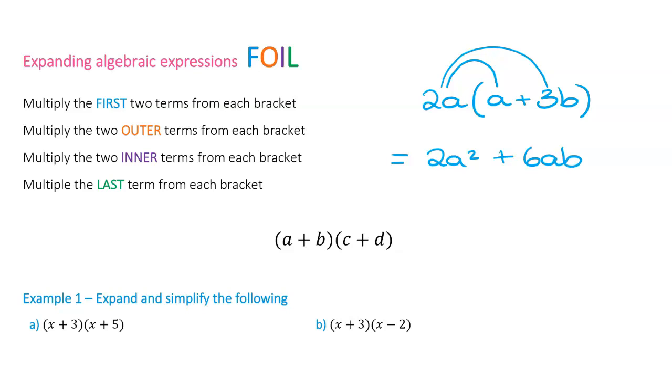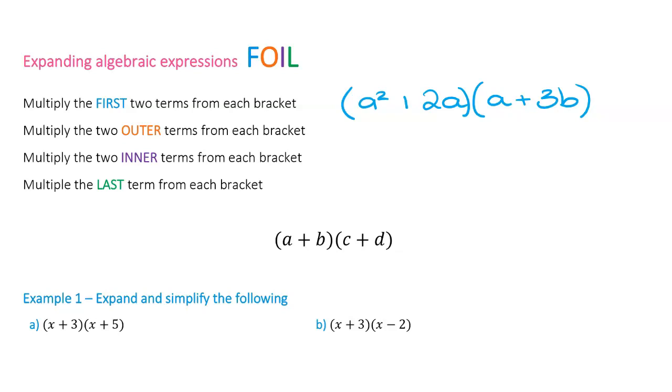What if instead of having 2a in front of the brackets, we actually had two things that wanted to multiply with a and 3b? So let's adjust this question. What if instead 2a was in a bracket of its own and it was with a squared? Well, this 2a still wants to multiply with this a and this 3b. But we've also got this a squared that wants to join in. This a squared also wants to multiply with this a and this 3b.